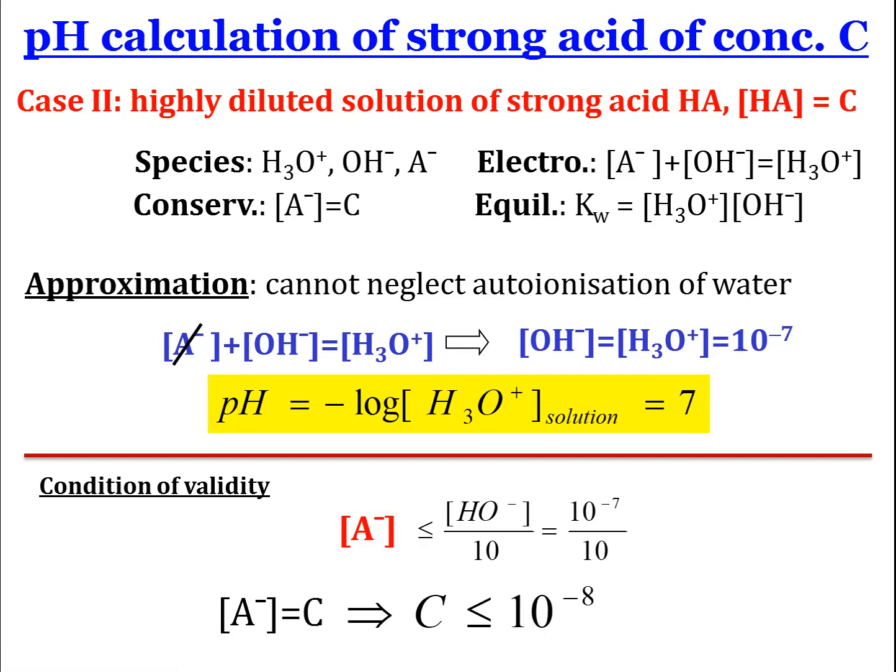What is the meaning of this domain of validity? Suppose you want to calculate the pH of a strong acid. If the concentration of the acid in your exercise is less than or equal to 10 minus 8 molar, you apply directly the formula and pH equals 7.